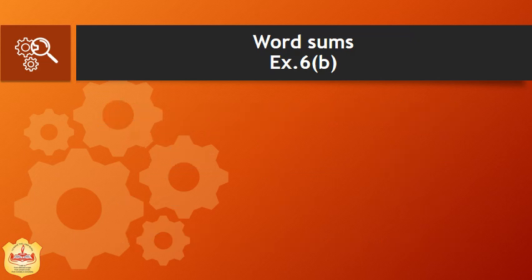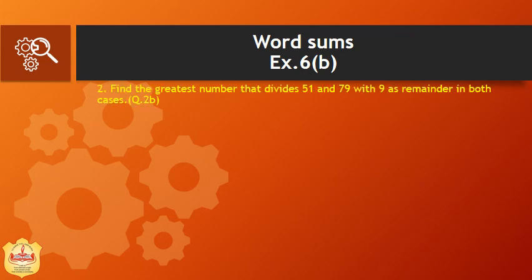Now children, let's come to the next question. The next question is, find the greatest number that divides 51 and 79 with 9 as remainder in both cases. Children, this is question number 2B of your book.